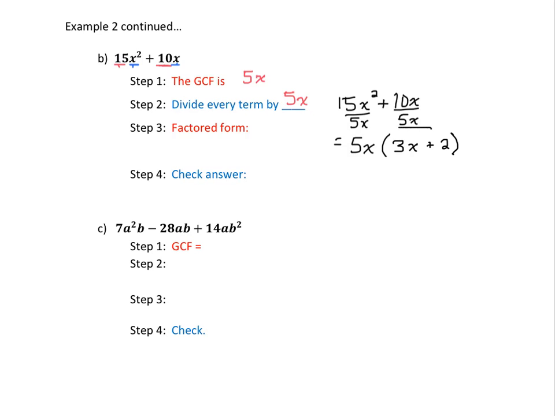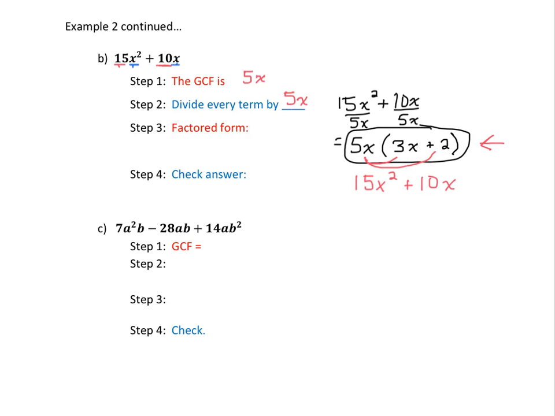So again, you can always check your answer after factoring by multiplying out your answer. So 5x times 3x and 5x times 2 is your distributive property. 5x times 3x is 15x squared, and 5x times 2 is plus 10x, which is the same as the polynomial that you started with, so that is the correct factored form.